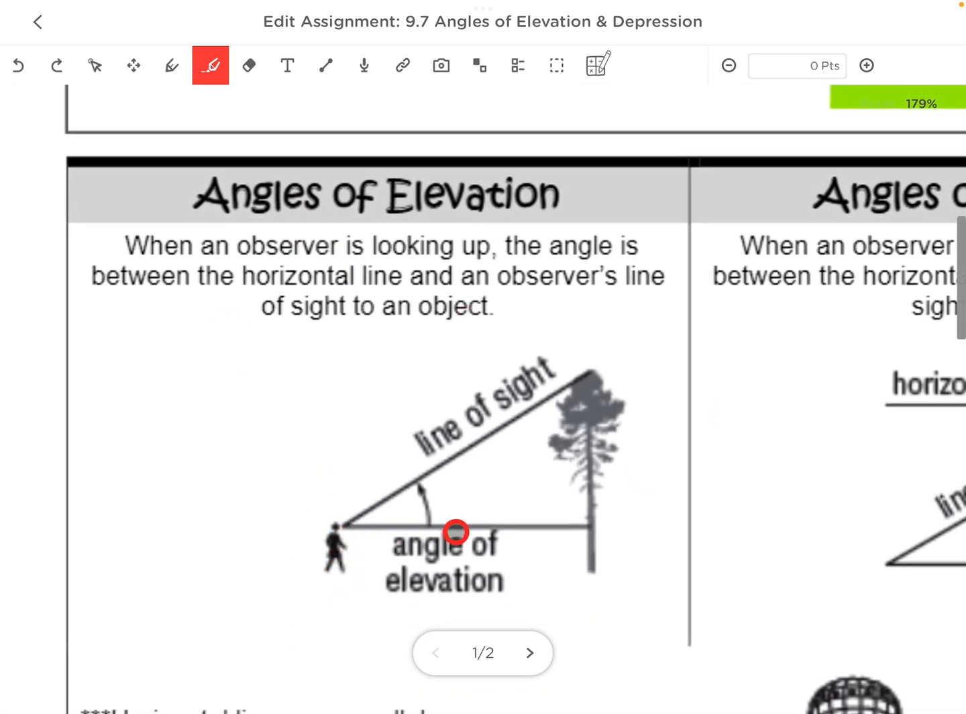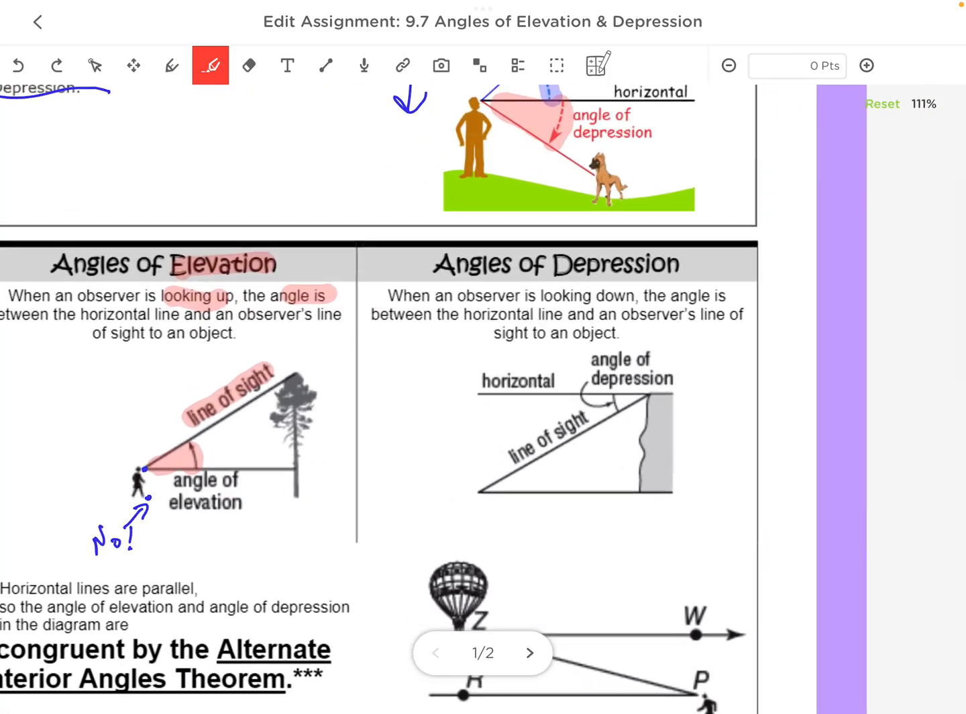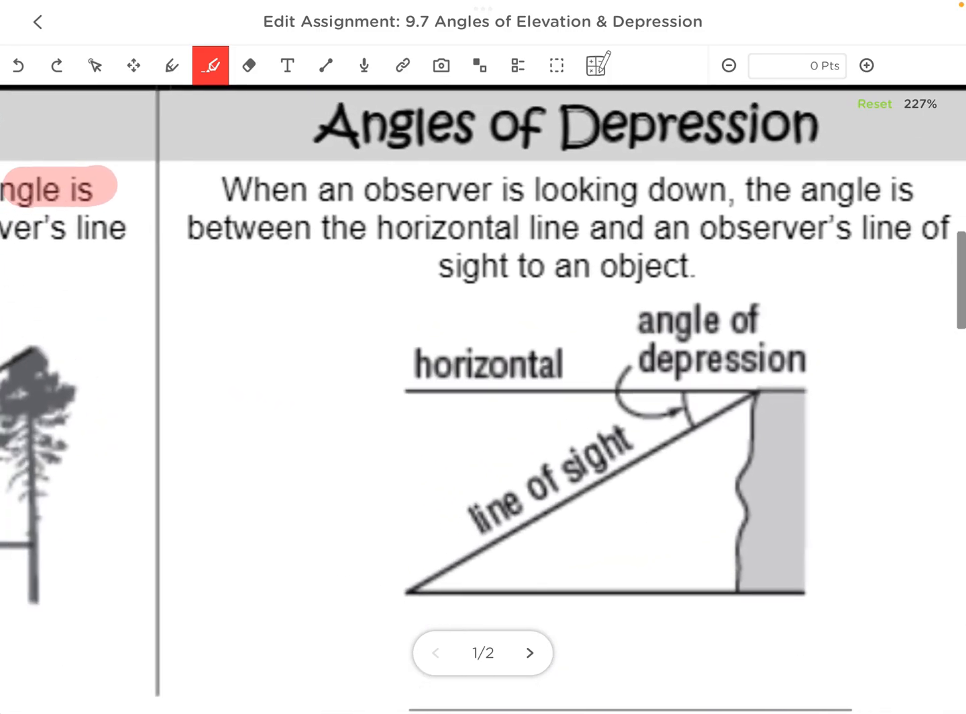If we're looking straight ahead, at a tree for example, we don't start at our foot. It's right there at our eyesight. That's the main thing, because it's from your line of sight. If we start from a line of sight and go to the top of there, that's called the angle of elevation. So when we're looking up, that's called the angle of elevation. Similarly, if we're looking down, that's going to be the angle of depression.